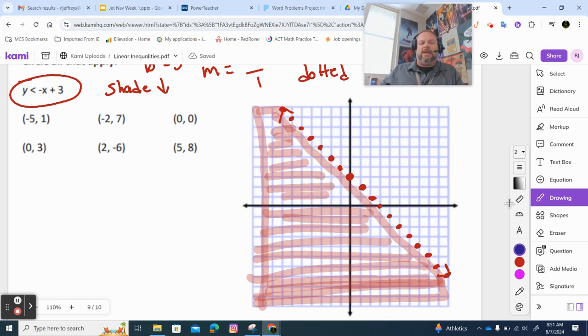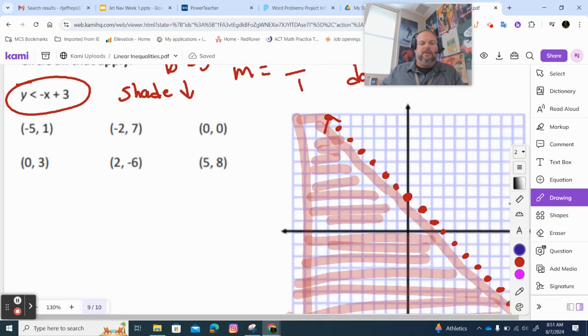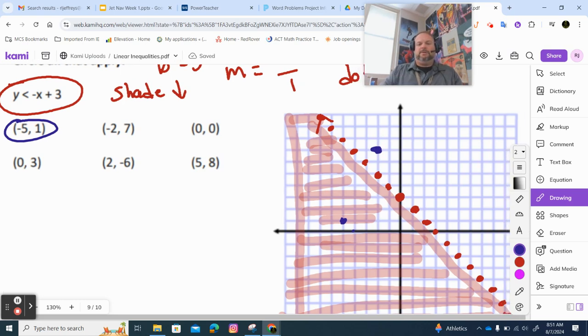So let's look right here, like at -5, 1. So this goes over 1, 2, 3, 4, 5, up 1. Like right there. Even if you didn't plot them, you would follow it over with your pencil or pen. Be right there. That one is in. This one goes -2, 7. So -2, up 1, 2, 3, 4, 5, 6, 7. Okay, that's a no. So we don't do anything to it. Zero, zero. Yes.